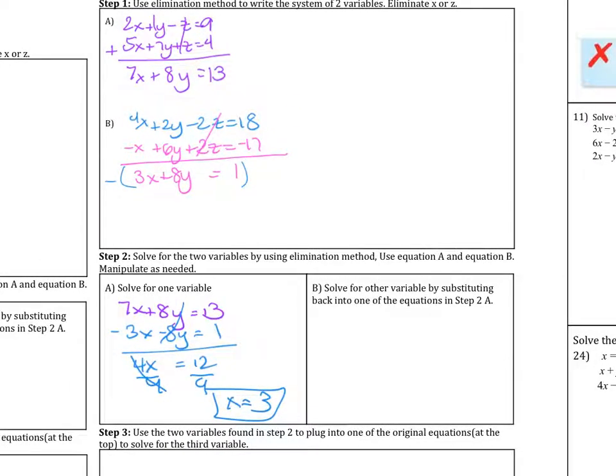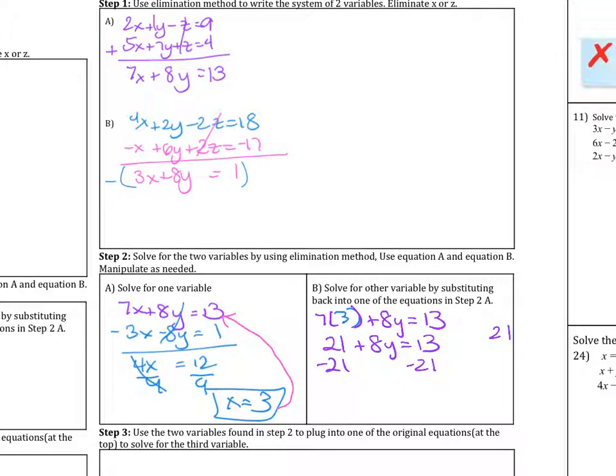So now that I have x equals 3, I'm going to take that and plug it into one of these equations in order to solve for my y value. So this is going to be 7 times my x value of 3 plus 8y equals 13. So this is 21 plus 8y equals 13. Subtract 21 from both sides. So remember that it should be the larger number on top. So it's going to be negative at the bottom. And so this is going to be 8. So this is going to be 8y equals negative 8 divided by 8, or y equals negative 1.